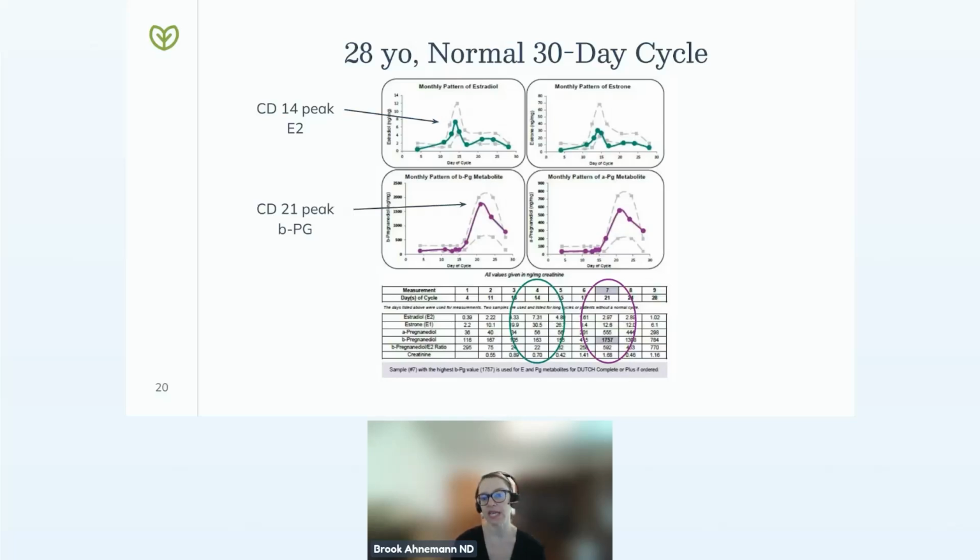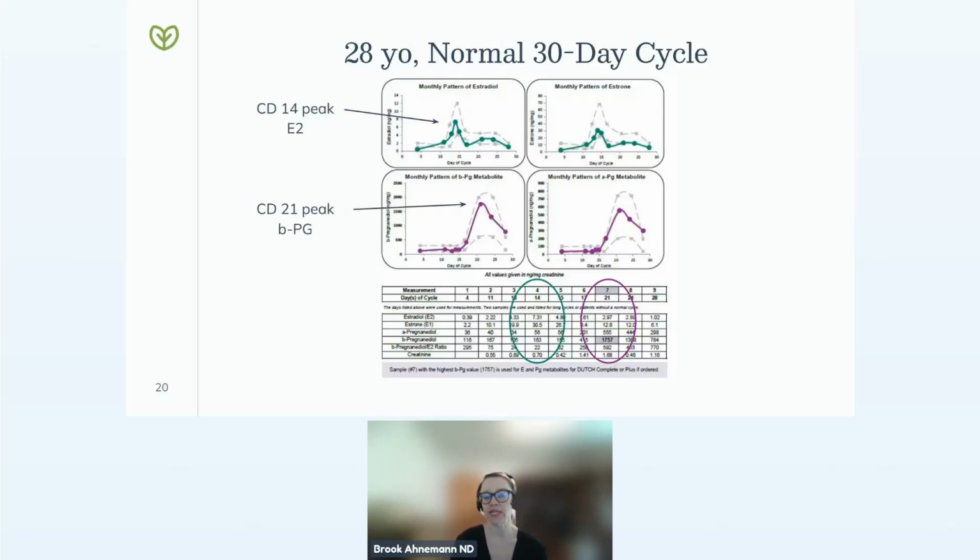So you'll see the sample number listed across the top, followed below that by the day of the cycle that correlates with it. And then below those are the estrogen and progesterone metabolite measurements. You'll see I've highlighted that cycle day 14 and cycle day 21 are circled down in that chart.